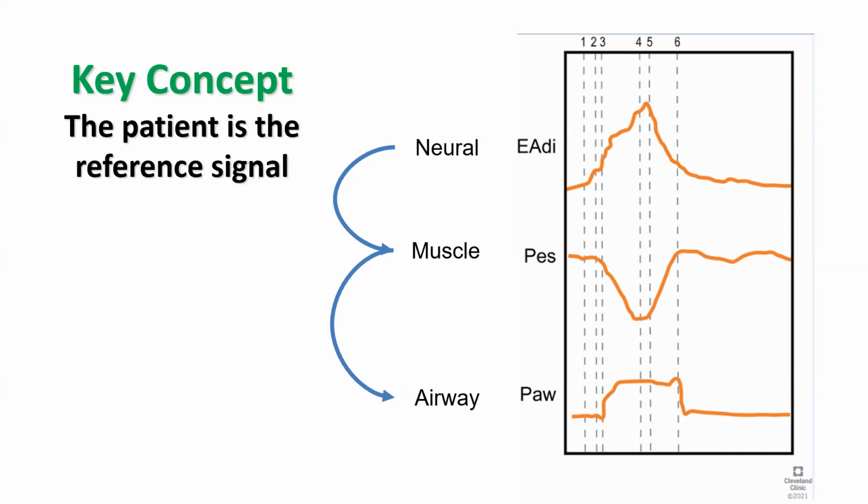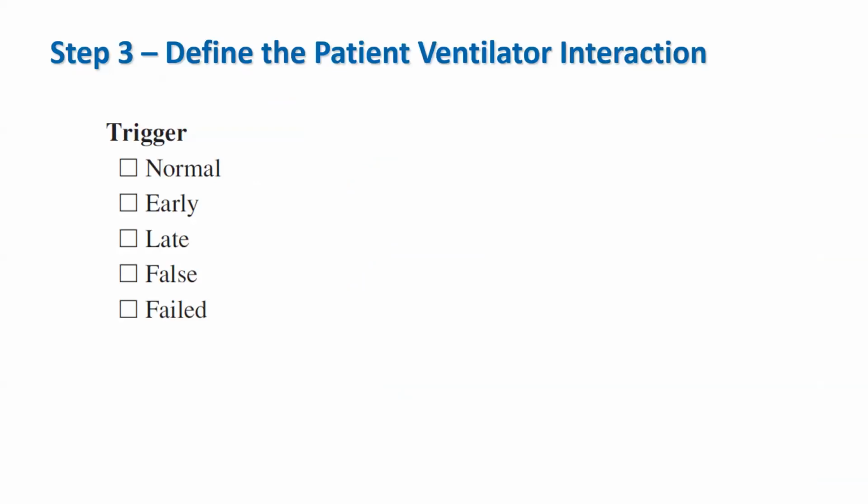So you can see the event of the ventilator triggering is well after the patient makes an effort. Same thing with cycling. Cycling occurs after the patient has stopped making an inspiratory effort. Now, depending on the type of breath we're delivering, mandatory or spontaneous, these delays in triggering and cycling may or may not be clinically important, and we'll get into that. So step 3 then is to define the patient interaction for the trigger phase.